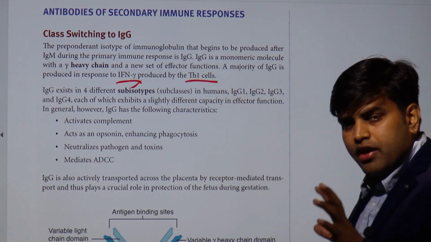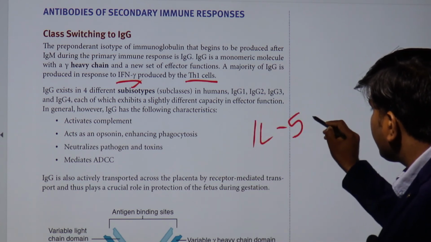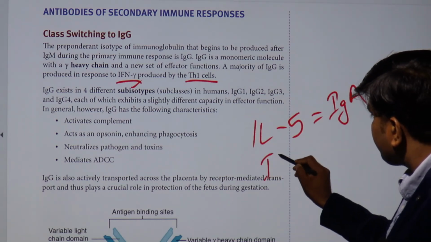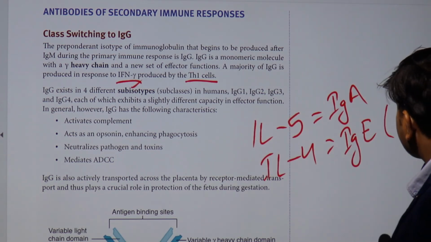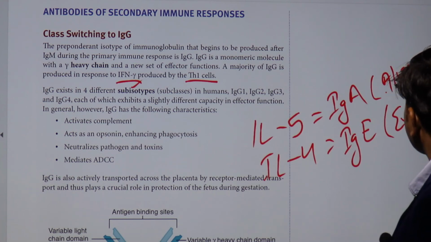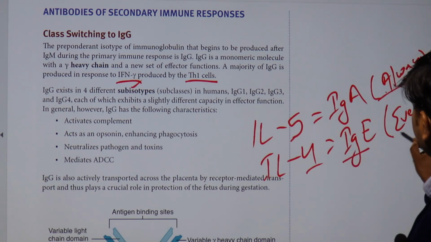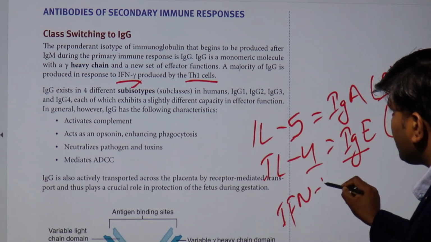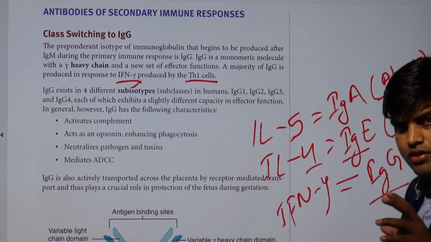If interleukin 5 comes, then it will switch to immunoglobulin A. If it is interleukin 4, then it will switch to immunoglobulin E, and this is the mnemonic: 'EVER, ever, A always', that is 'A 5, E 4'. So you have to remember this is 5 for always, 4 that is E for ever, and if it is interferon gamma, then it will switch to immunoglobulin G. So this is very important to remember.